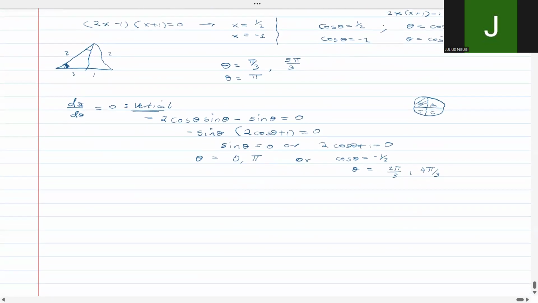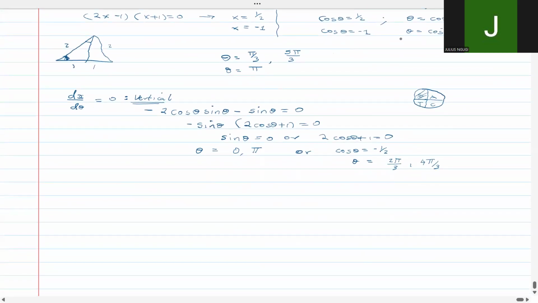But let's check. We can check all of them to see if they satisfy being the horizontal and the vertical. But in the checking, we only find that all of them are there. But at theta equals pi, if we substitute theta equals pi in our derivative function, we find that it's an indeterminate form. If you do that for dy/dx and substitute theta equals pi in our derivative, we find that the answer becomes indeterminate.